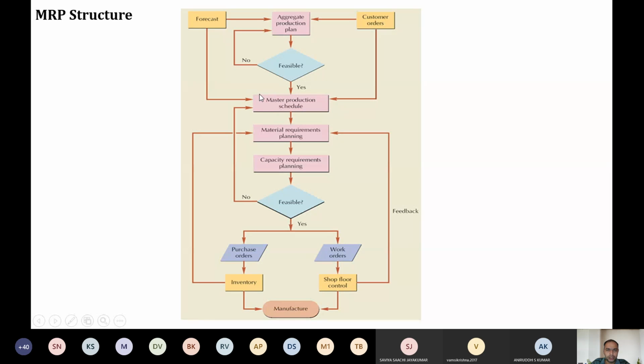When you have the production schedule, you can do the material requirement planning. Okay, I'll give you this in other terms. I believe that most of you have stayed in the hostel for at least the last 2 years or 1 year.